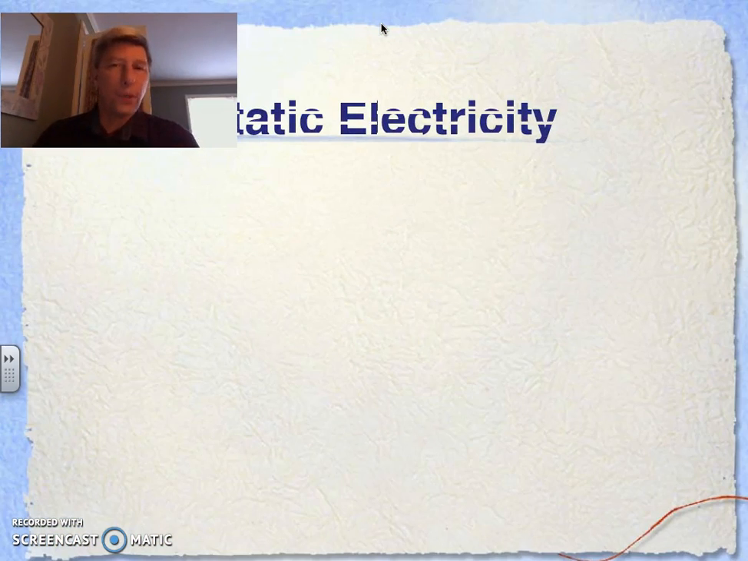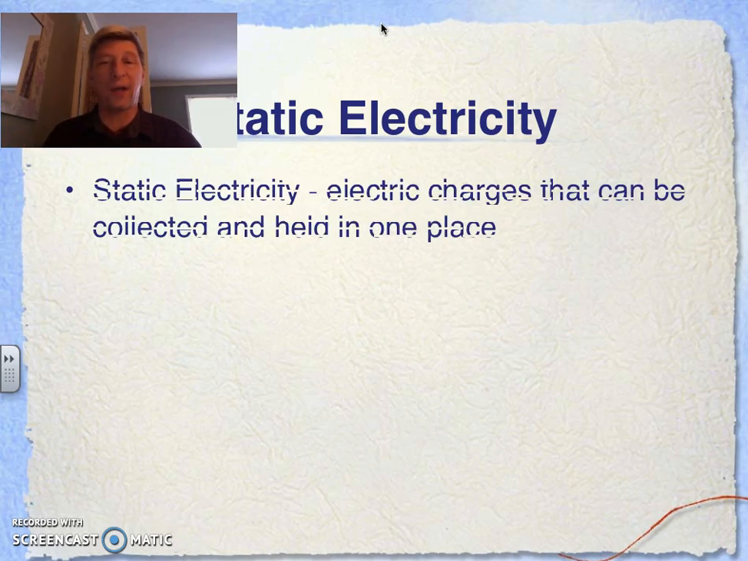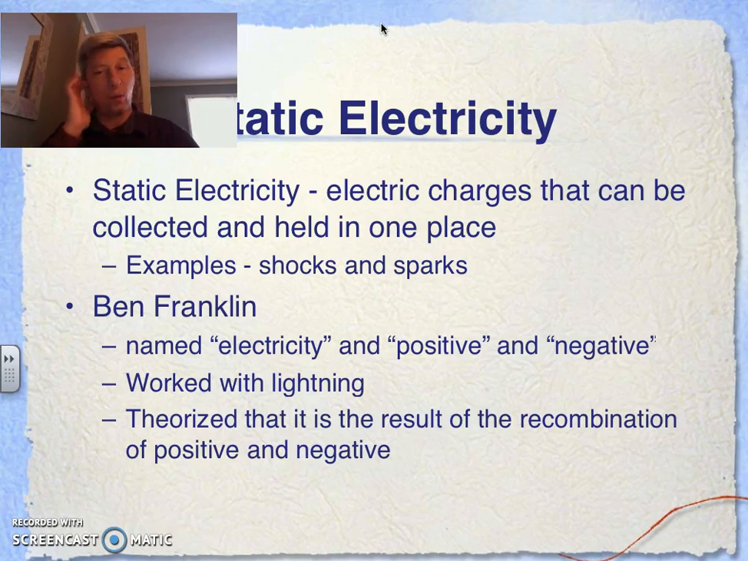In any event, when we talk about electricity, we always begin, or we should begin, with what we call static electricity. Now, static electricity deals with electric charges that are essentially stationary. That's where the term static actually comes from. But more importantly, this deals with electrical charges that can be gathered, collected, and held in one place, like, for example, a battery or in your finger. And when are those released? Well, when you touch a doorknob or your car door or something along those lines, you get a shock. That is the release of those electric charges that have been collected and held in one place.